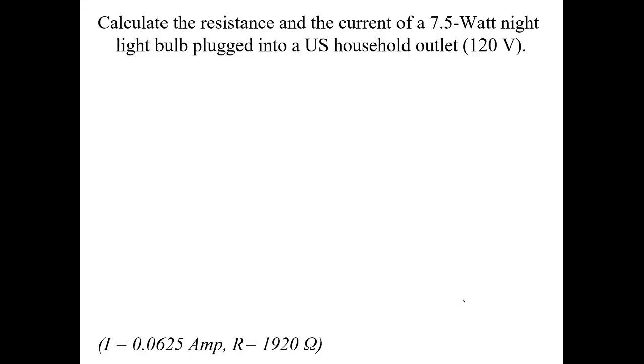Let's begin today with a review problem on power and home power. It says calculate the resistance and the current of a 7.5 watt night light bulb plugged into a U.S. household outlet. So power is I squared R. And let's see what we know. We know the P and we know the V. We don't know the current nor the resistance.